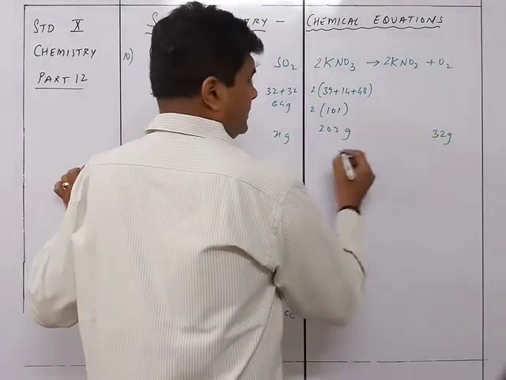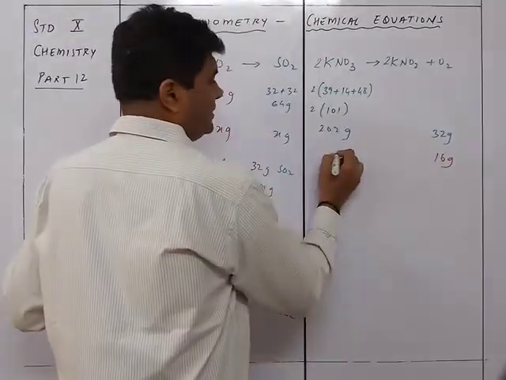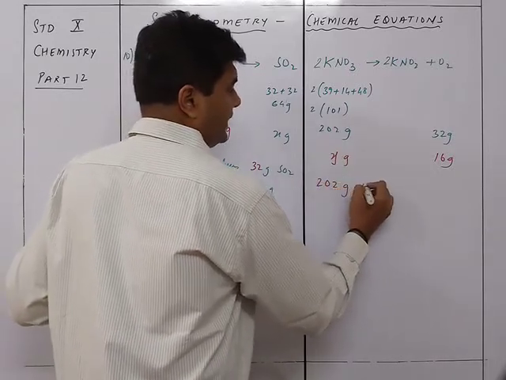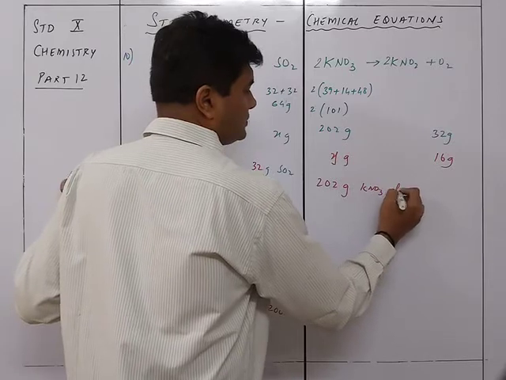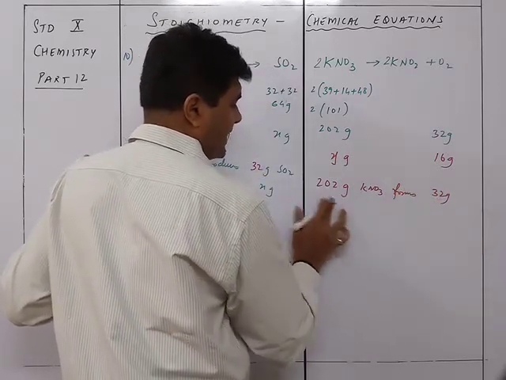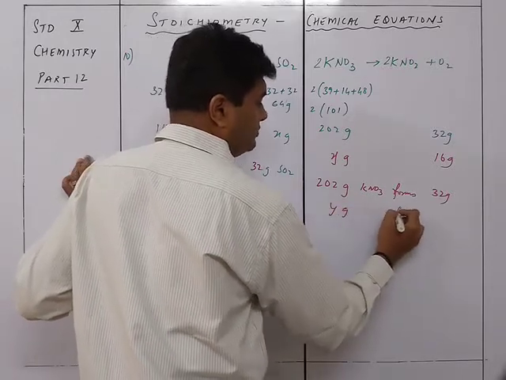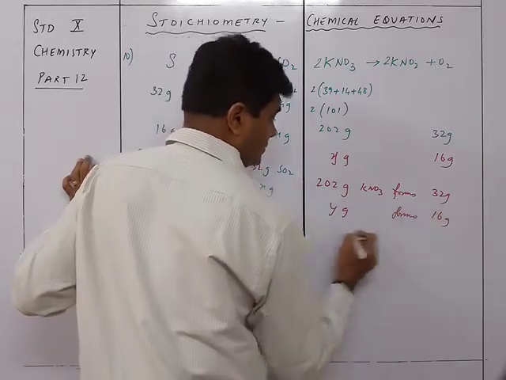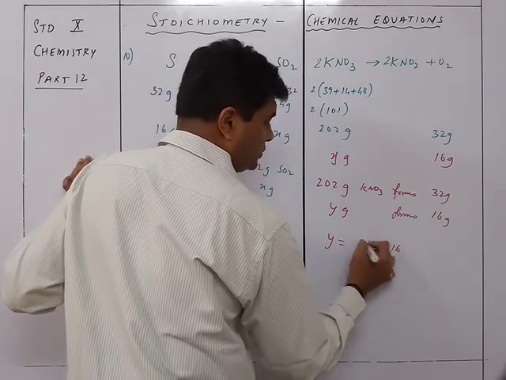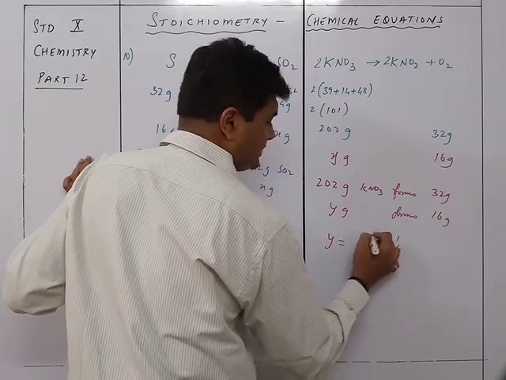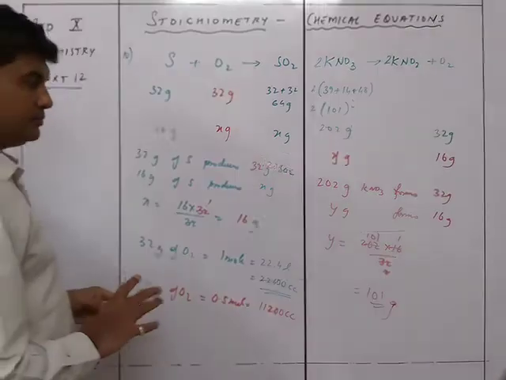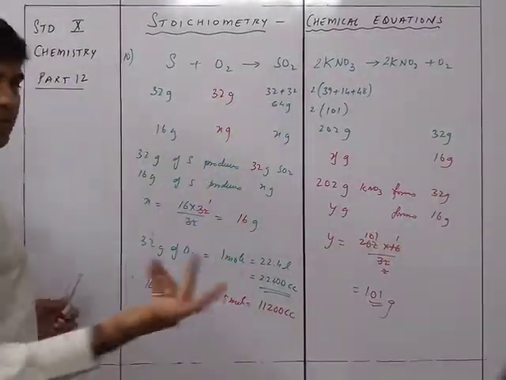So over here 16 grams will require how much, Y grams? So it will be 202 grams KNO3 forms 32 grams. So Y grams forms 16 grams. Therefore Y will be equal to 202 into 16 upon 32. So that will be 101 grams. Okay. We unnecessarily took SO2. I don't know why I took SO2.